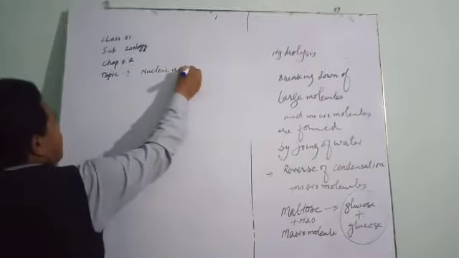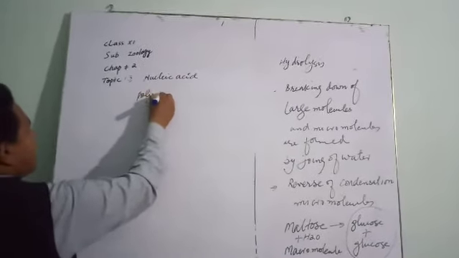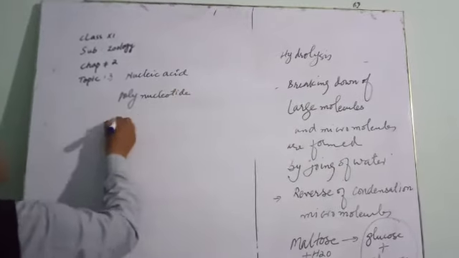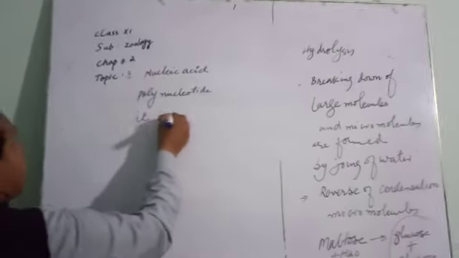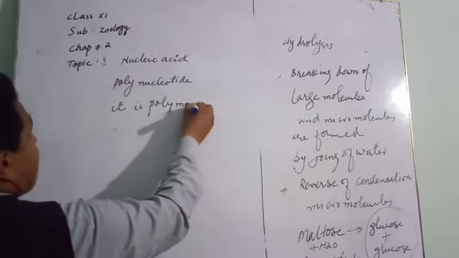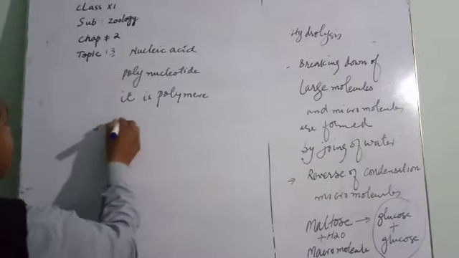Nucleic acid is a chemical. It is a polynucleotide. It is a polymer, composed of many monomers. Its monomers are nucleotides.